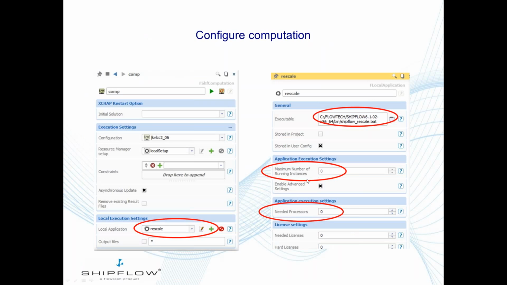Then you need to set up the computation so that it runs SHIPFLOW_rescale.bat. When you're going to do a parameter study, you also should set the maximum number of running instances to 0 and needed processors to 0, because you don't want to limit the number of concurrent runs, because you're running on Rescale cluster and not locally. So it doesn't really matter how many processors you have on your local computer. And 0 means that there is no limit.